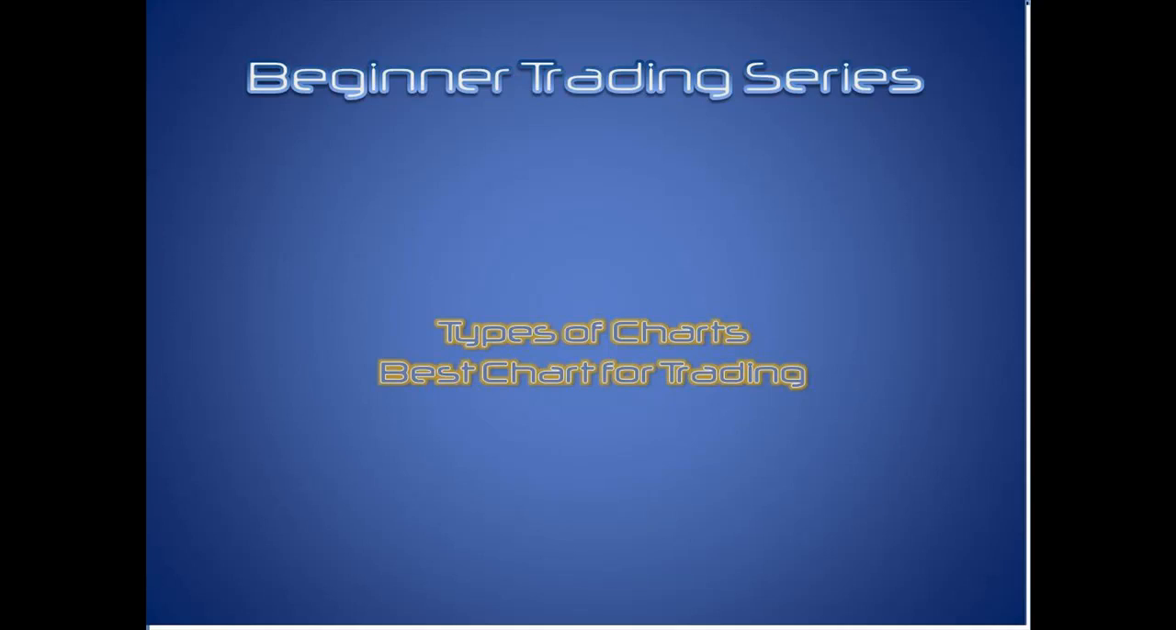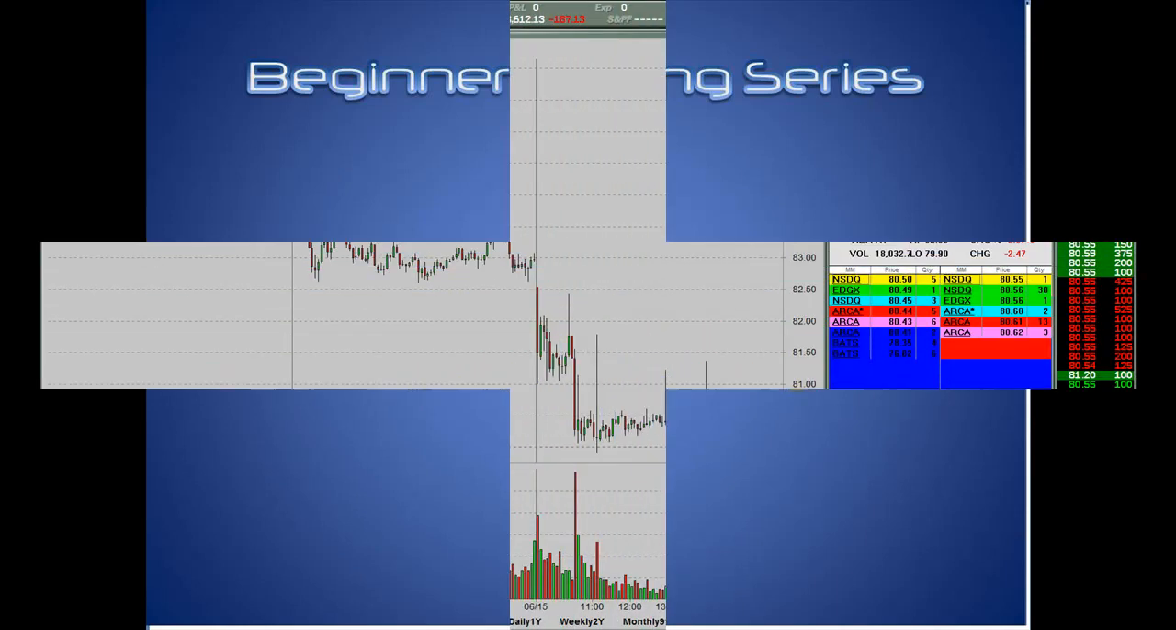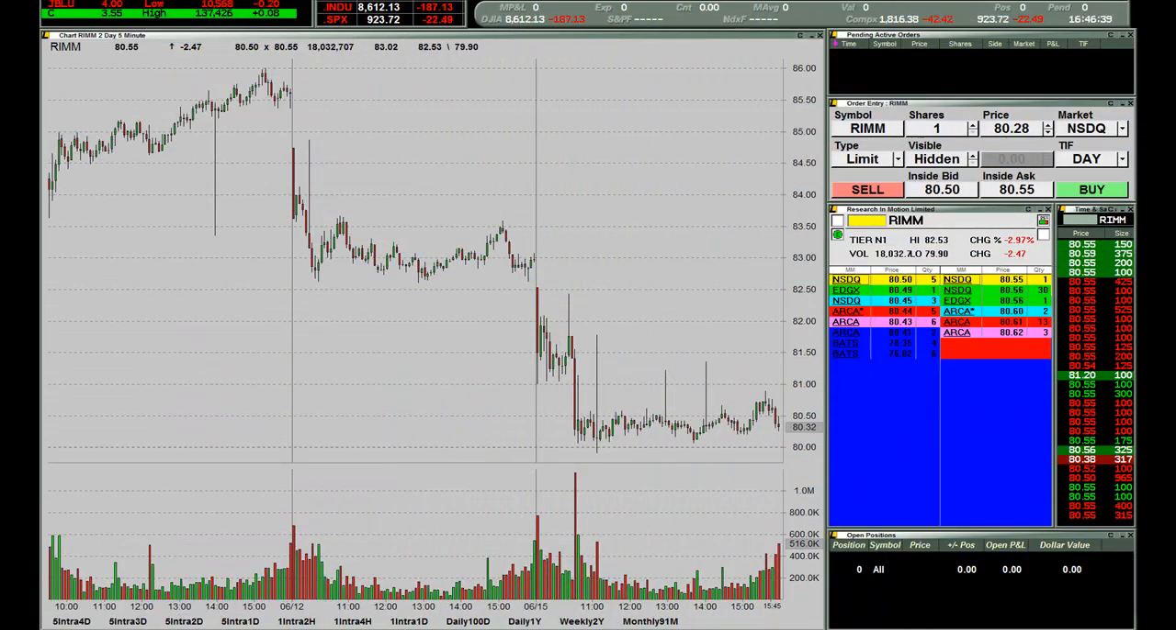Hey traders. For this lesson, we're going to take a look at the different types of charts that exist and discuss which ones are best for trading. Once again for this lesson, we'll be taking a look at a live screenshot of my trading platform.